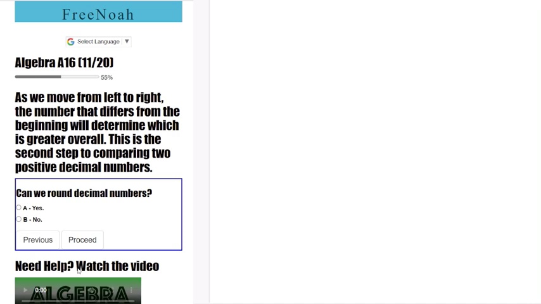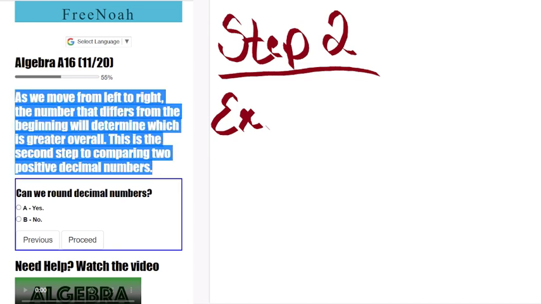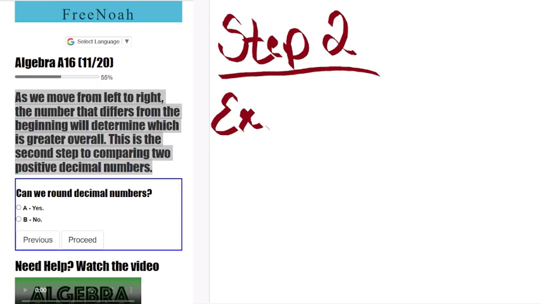As we move from left to right, the number that differs from the beginning will determine which is greater overall. This is the second step to comparing two positive decimal numbers. For our first example, we're going to change the whole value.